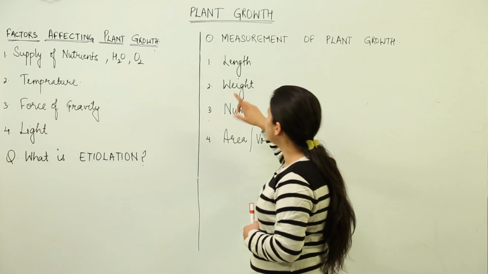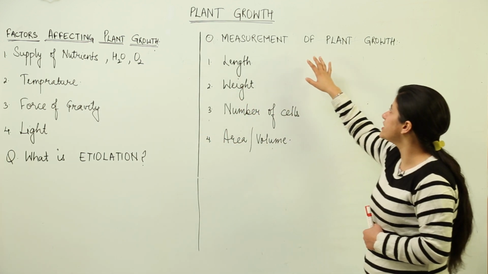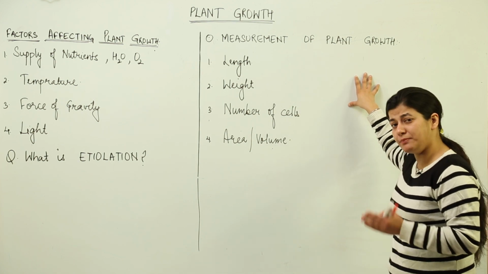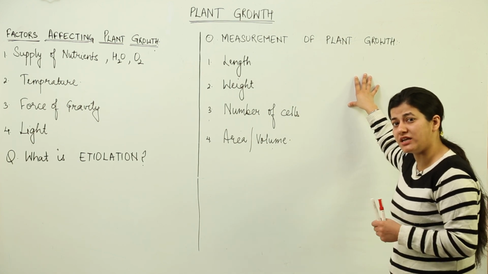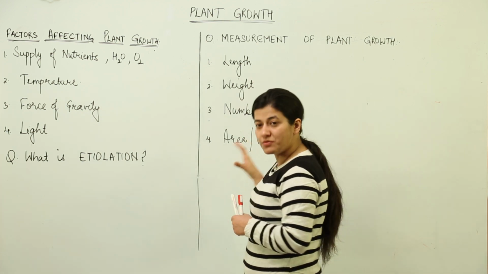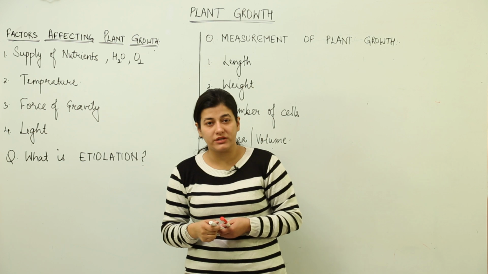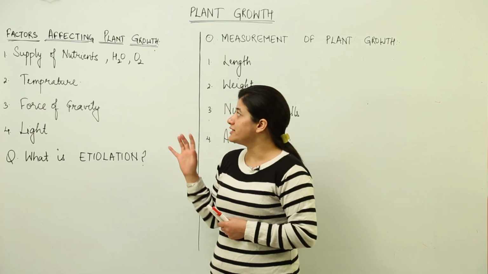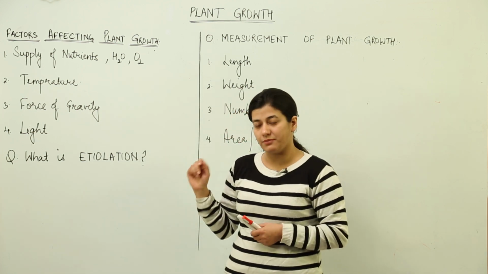And secondly, we would take into account the measurement of the plant growth. The plant growth, whether it is positive or it is negative, can be measured in certain terms. So we are going to consider the measurement of that particular plant growth, how it takes place. First of all, let's take into account the factors which affect the plant growth.